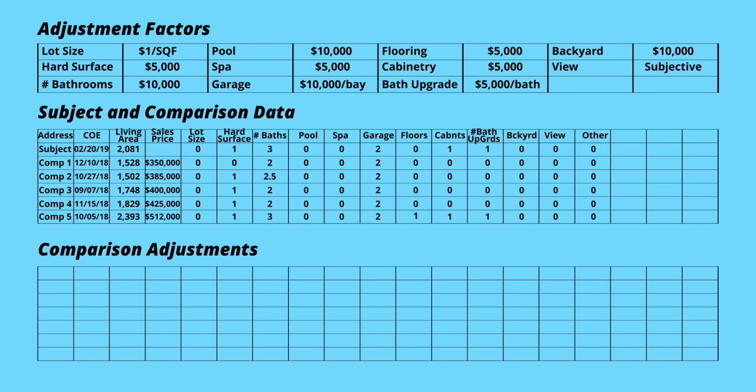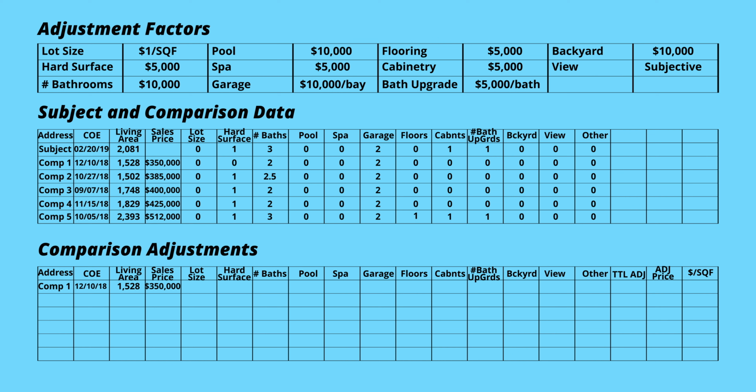The next section of the worksheet is where adjustments are made to dollarize the difference in features. As before, the first row contains the column headers. The second row is for comparison 1 adjustments. There are no differences in lot sizes, so the adjustment for lot size is 0. Next is kitchen hard surface. From the table of properties, it can be seen that the subject has a 1 because it has granite countertops. The comparison has laminate countertops, so it received a 0 for this feature.